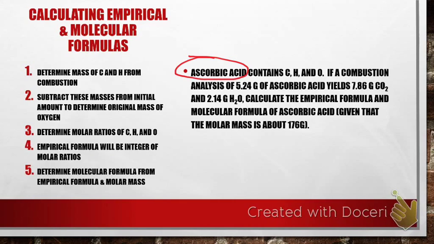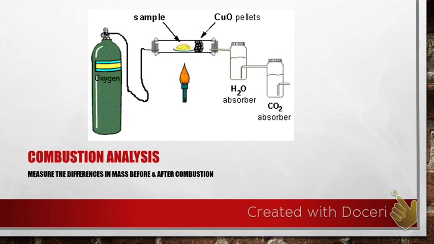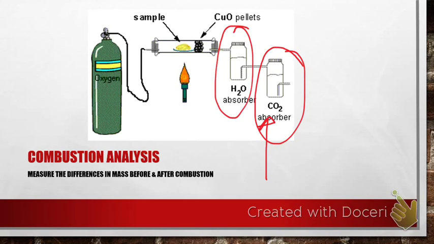You're given that the molar mass is about 176 grams. So this is our plan of attack. We have to determine the mass of carbon and hydrogen from combustion. The reason being is as follows. Any new carbon that's made, so any change in the mass of carbon dioxide, can tell you the amount of carbon that there was. Likewise, any change in the mass of water tells you the amount of hydrogen that there was in the sample.